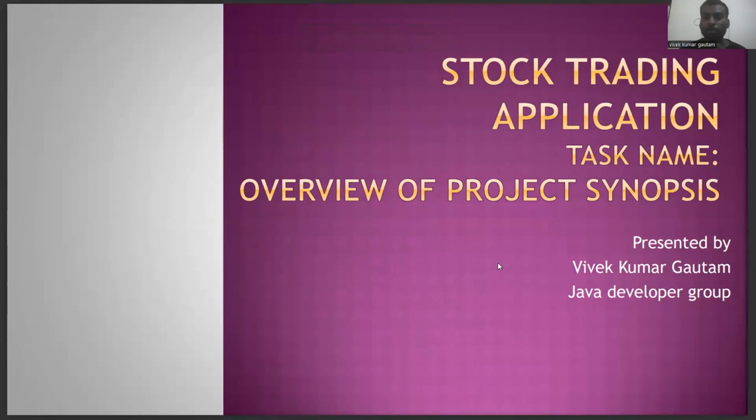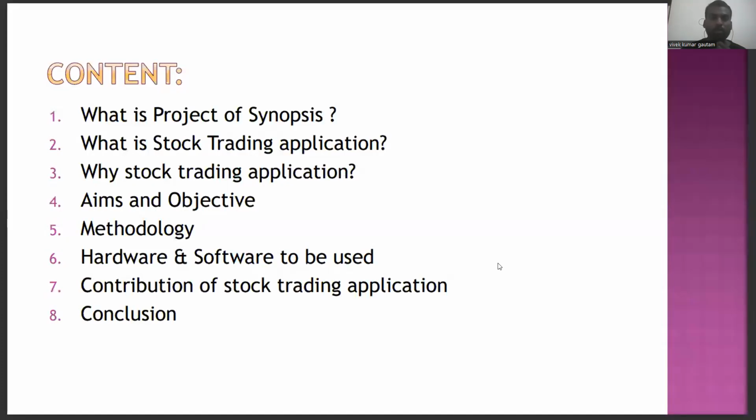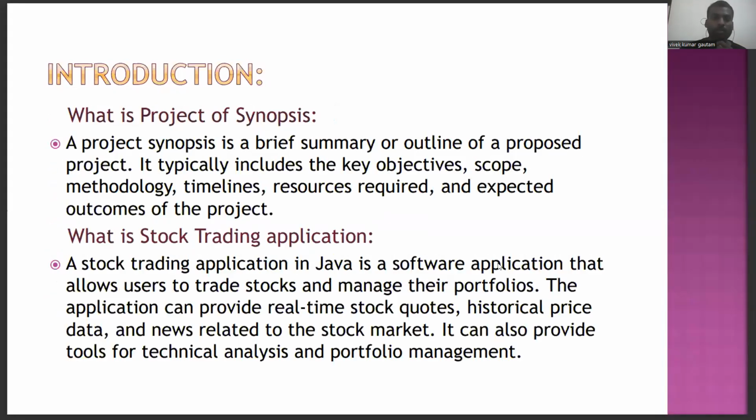Firstly, the project name is stock trading application, and we need the overview of this project. Basically, our task name is the overview of a project synopsis. So this is the content. First, I have written in the slide what a synopsis is. Before moving forward, we need to know the synopsis. A project synopsis is a brief summary or outline of a proposed project.